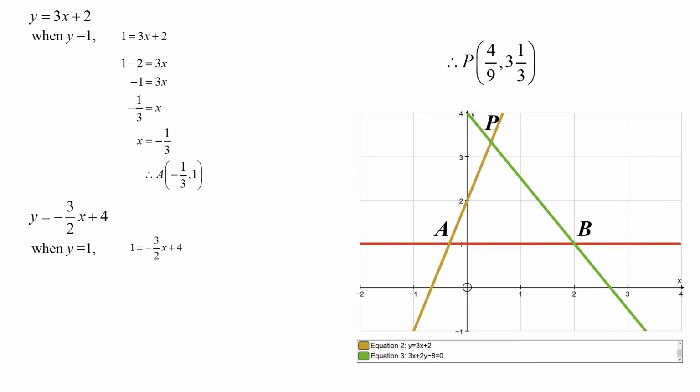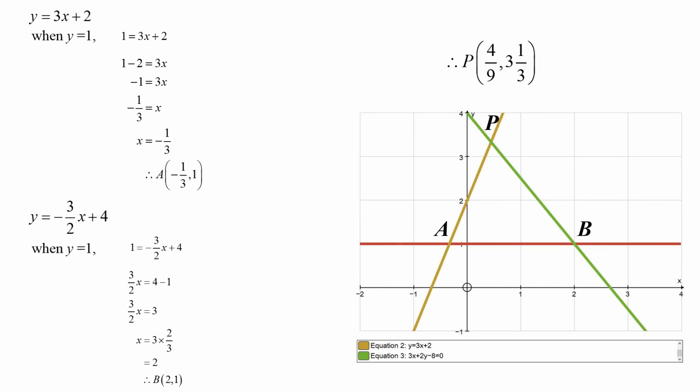In a similar way, I will substitute y equals to 1 into the second equation to find the coordinate of B. So 1 equals to negative 3 over 2 x plus 4. After I manipulate, I will get 3 over 2 x is 4 minus 1. So 3 over 2 x is 3. And then x would be equal to 2. So the coordinate of B is 2, 1.